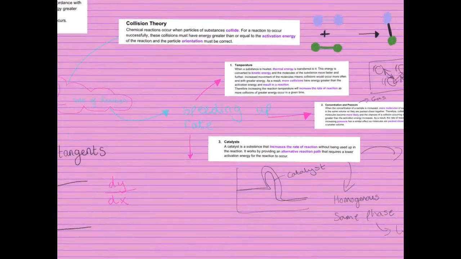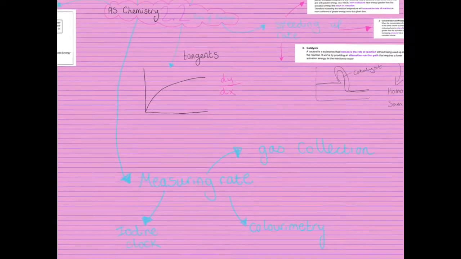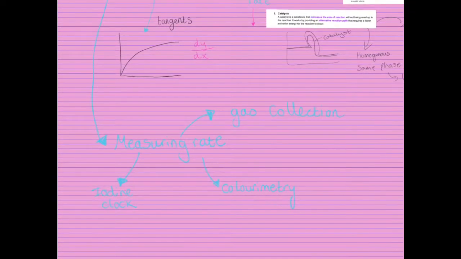So measuring rate, again, quite nice and easy. So the big ways to measure rate then. Gas collection, we could do that with the syringe or with the measuring cylinder. Syringe is more accurate, you're just measuring how much gas is produced from a reaction, then you can measure the rate if you want, time, however you want to do it.